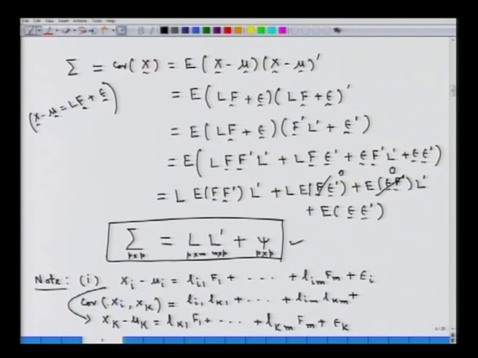So the covariance between xi and xk is just given by these m terms, which in terms of summation one can write as Lij times Lkj, where j is from 1 up to m. So the covariance between xi and xk, which is the sigma ik element of the sigma matrix, is in terms of the factor loadings equal to the term we have obtained.